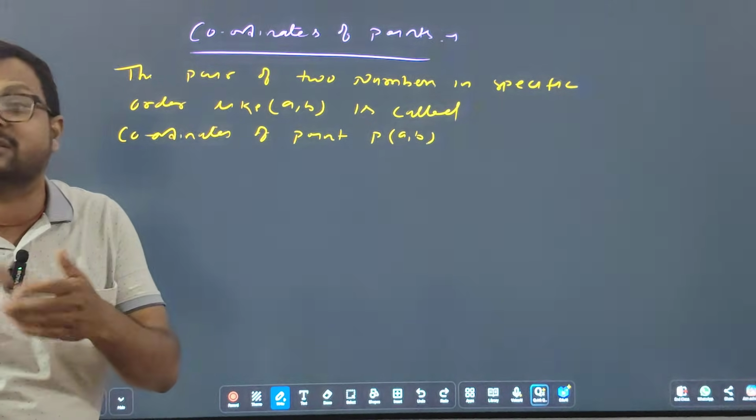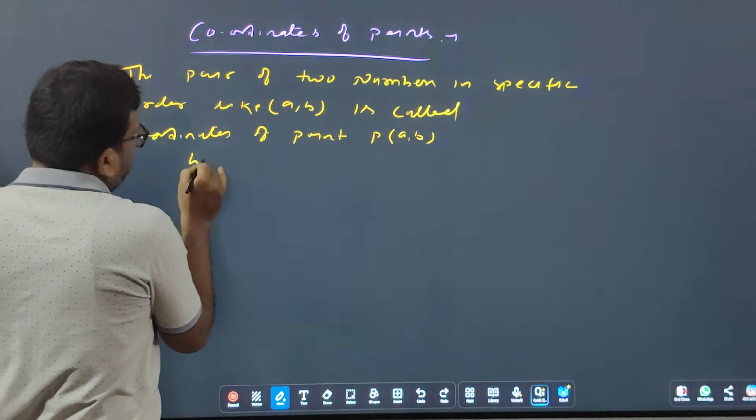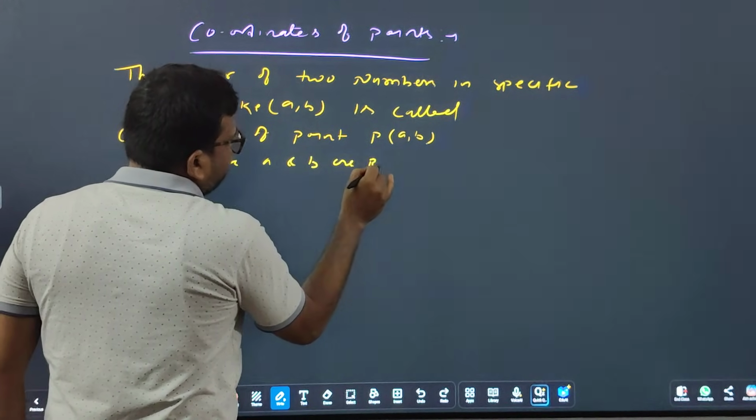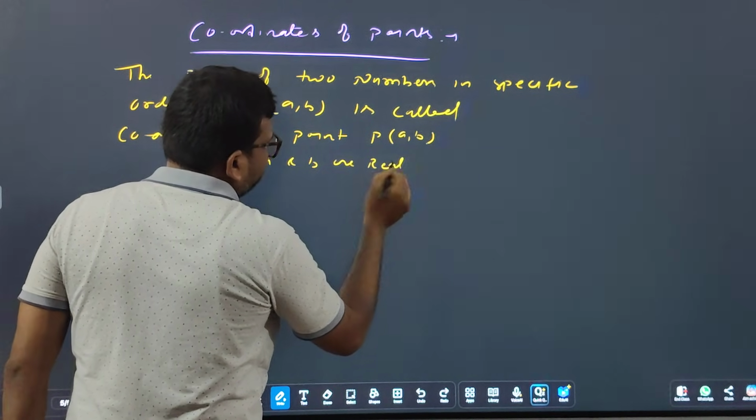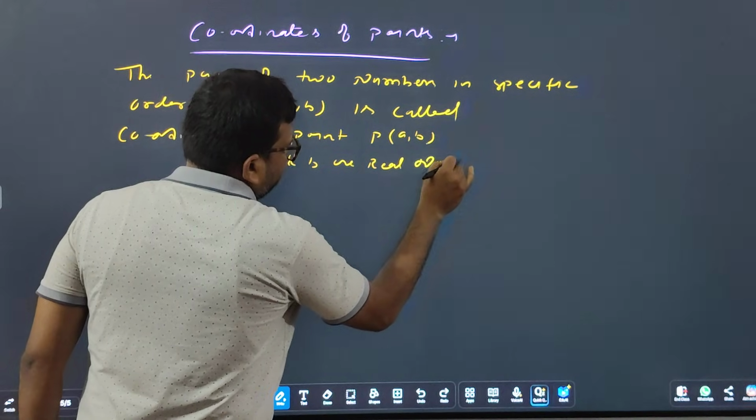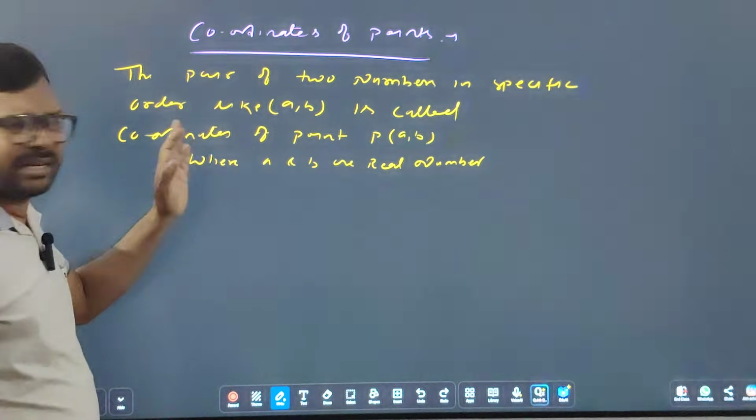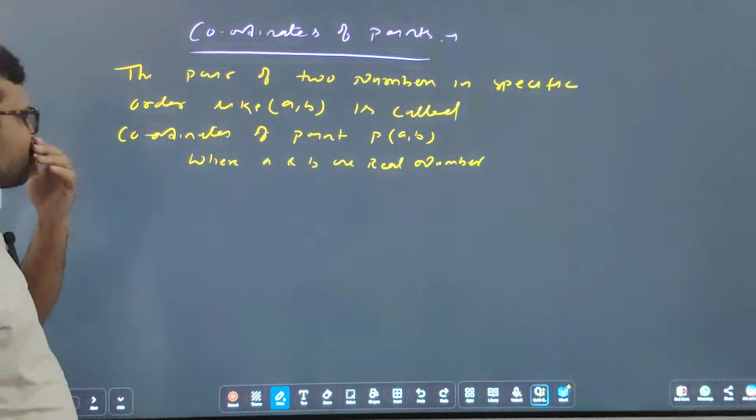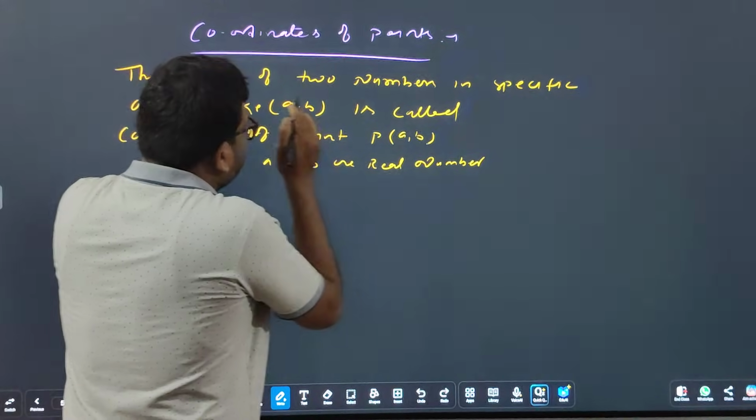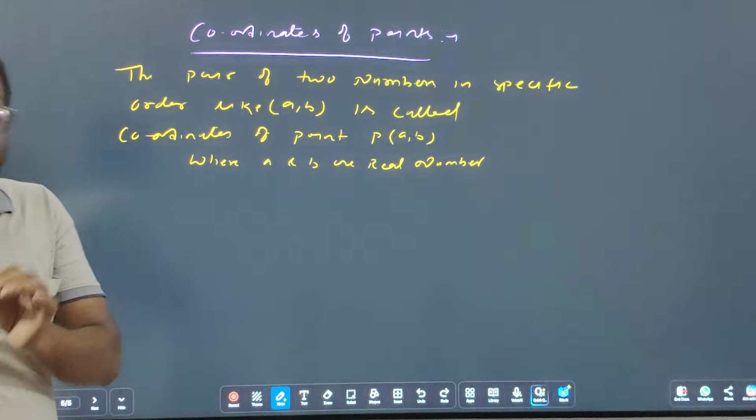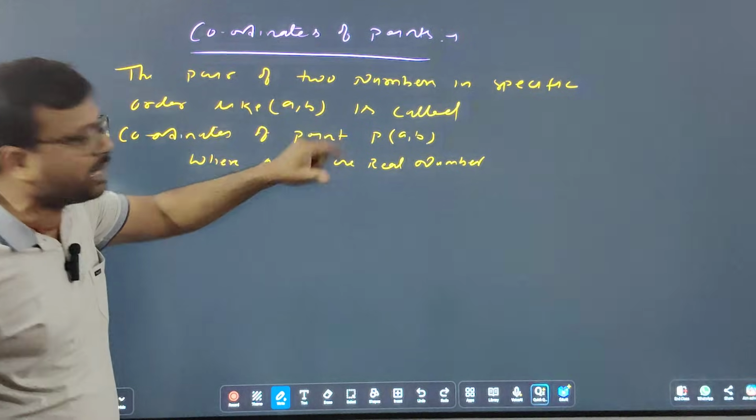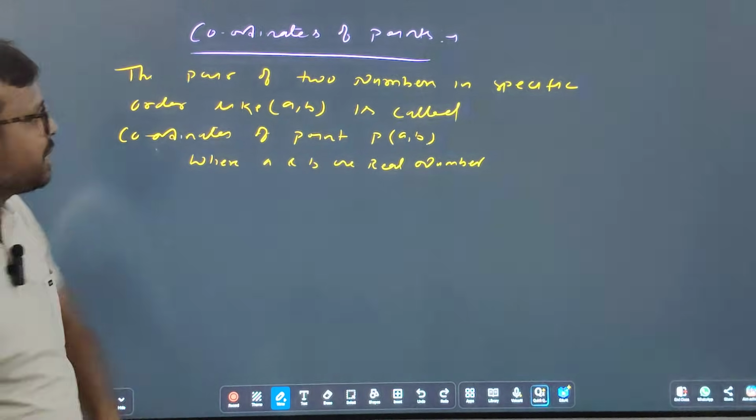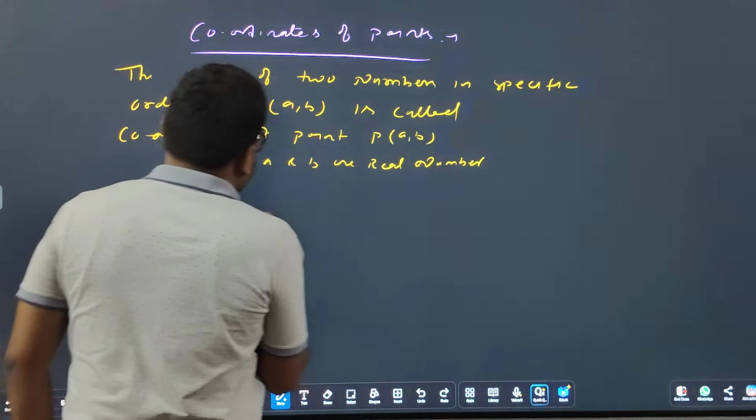Why we are saying that it is a specific order? Where A and B are real numbers. It should be any number, a real number. Okay, it will be any number. That means -1, -2, 0, 0.1, 0.2, 0.5, etc. But there is a condition, that is it should be a pair of numbers in a specific order. That means A is the first number.